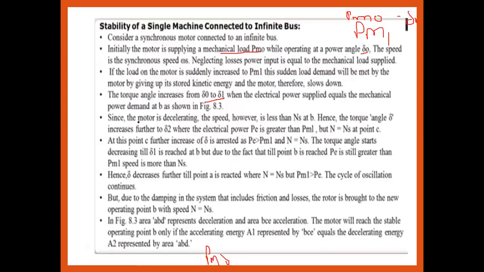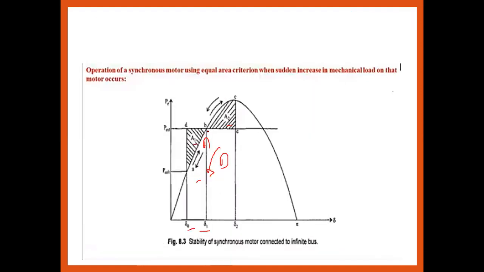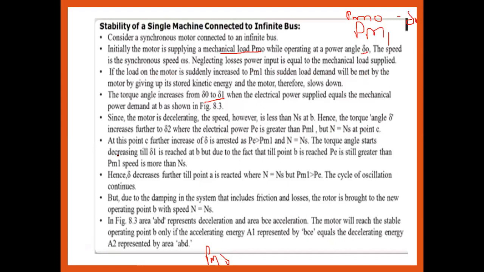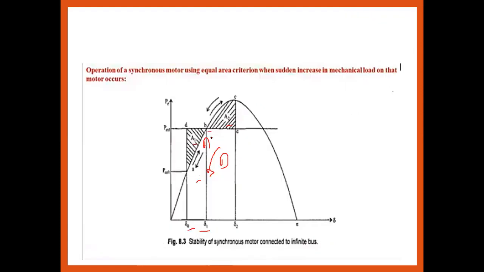Next point: since the motor is decelerating, the speed is less than synchronous speed ns at point B. If it is less than synchronous speed, then the motor angle del increases further to del 2. The angle increases because the speed is decreasing.